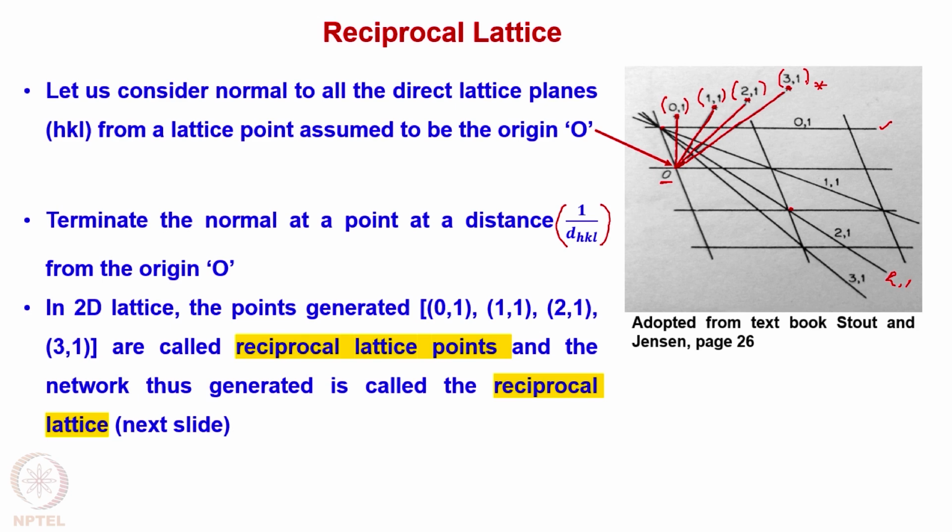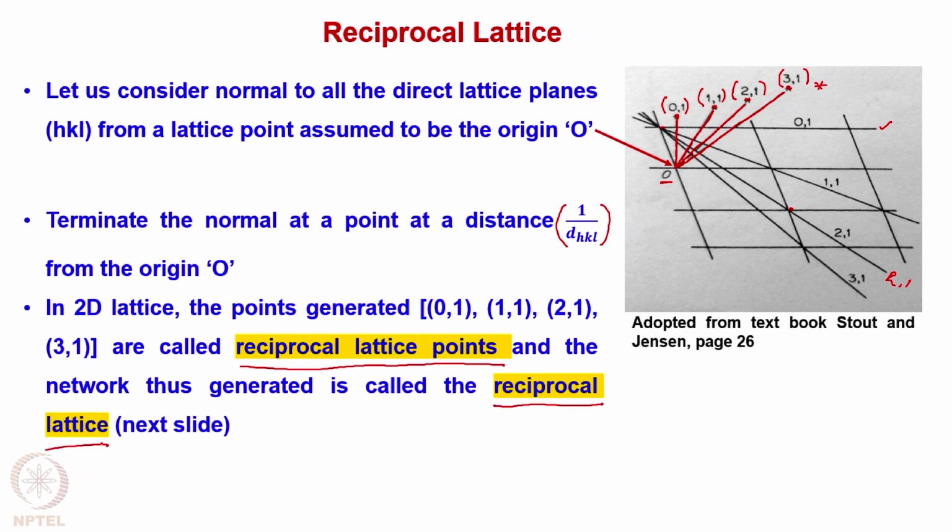So what has happened is that the crystallographic planes containing scatterers, atoms, are now considered to be imaginary points in space, and these imaginary points are now called the reciprocal lattice points, and the network that can be generated using those points is called the reciprocal lattice.